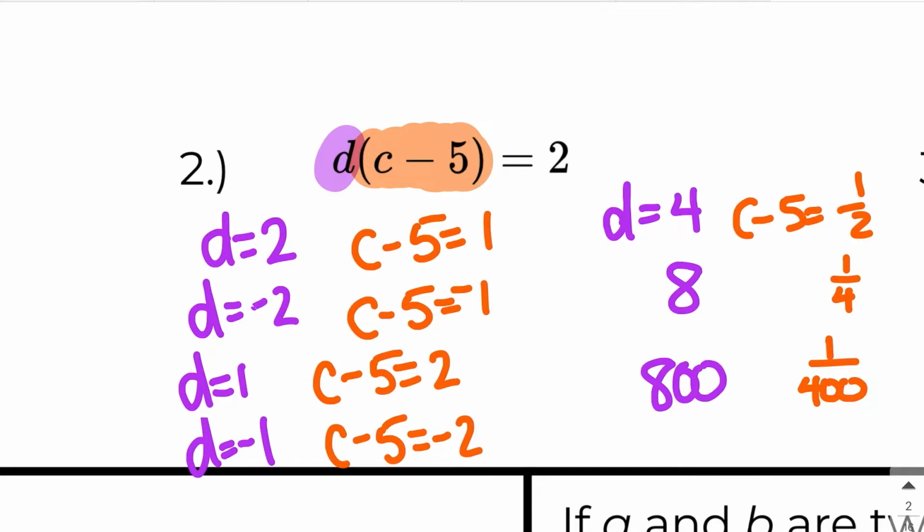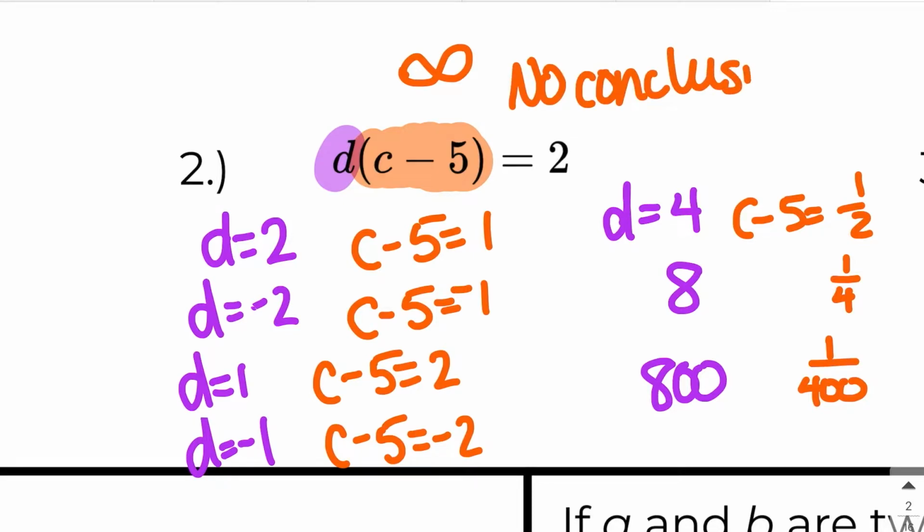In fact, there are infinite possibilities of ways that I could get these two values to equal 2. So for this, I can't really conclude anything other than the fact that the two numbers have to multiply together to give us 2, but there's really no conclusion, right? I can choose any number I want for D. Okay, and as long as C minus 5 is equal to 2 over D, then I can always find a value for C minus 5.